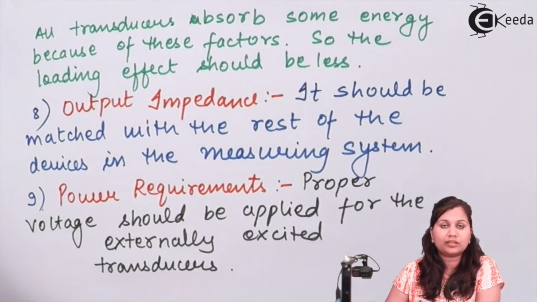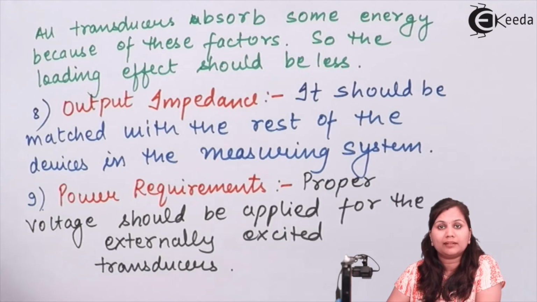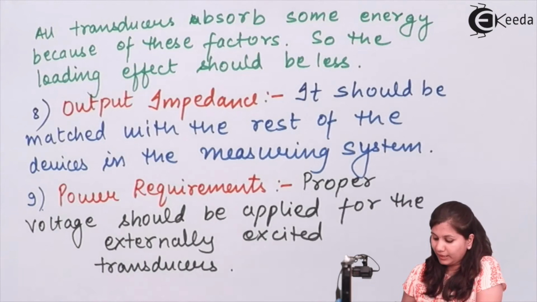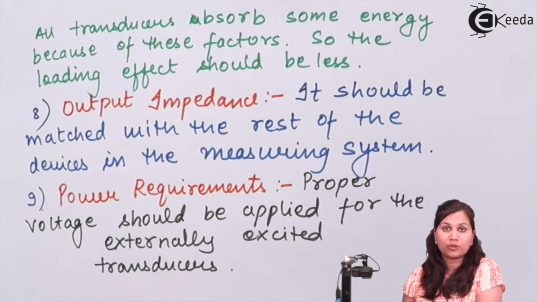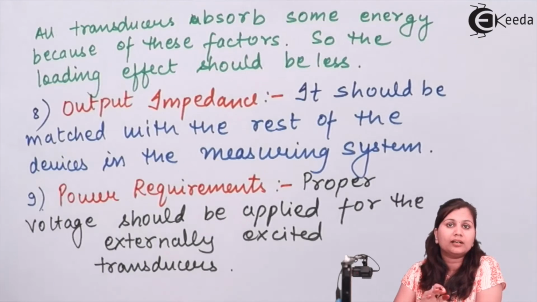Now, there are two types of transducers, called active and passive transducers. Active transducers generate the power by themselves, meaning they are self-generating transducers. The power required for the conversion process is provided by the transducer itself, whereas passive transducers, which are also called externally powered transducers, require an auxiliary source which will provide the power.